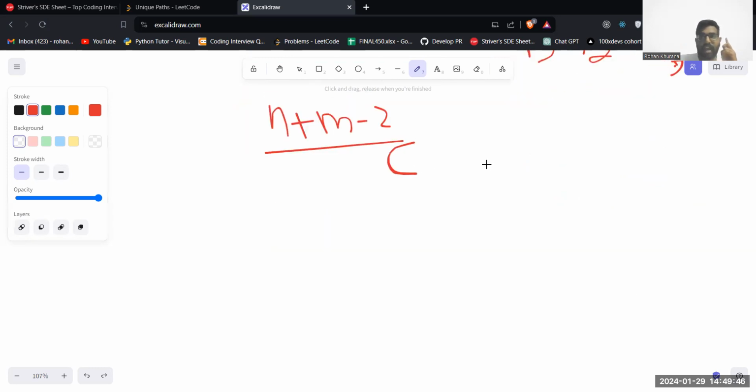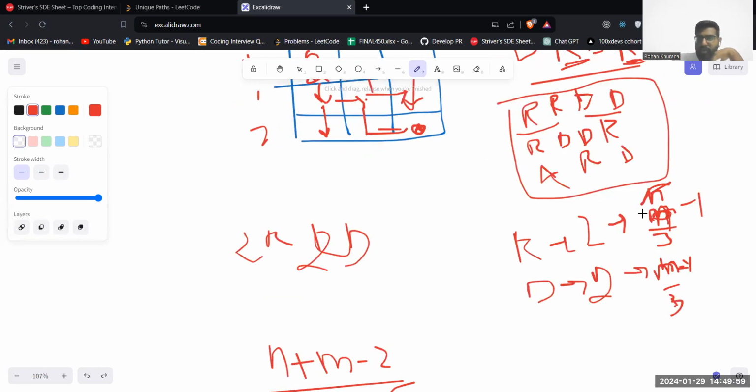combination. That is NCR. I hope you understand what NCR is. For people who don't know, NCR is permutation and combination. You can go on Google and read about it. Now, what should N be here? I told you n minus 1 or m minus 1. Does it matter what n and m is?